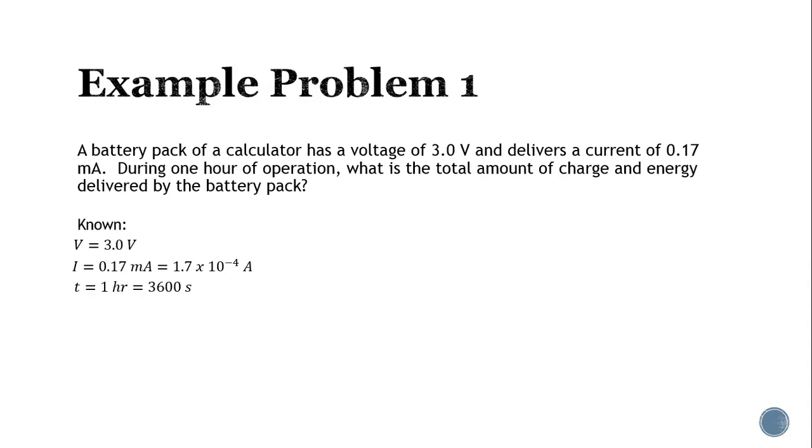by the battery pack. So the known piece of information is we know that the battery pack has 3 volts, that the current is 0.17 milliamps, which is the same thing as saying 1.7 times 10 to the negative 4th amps. Basically take your 0.17 and divide by 1,000. And the time is an hour, which is 3,600 seconds. We don't know Q and we don't know E, energy.